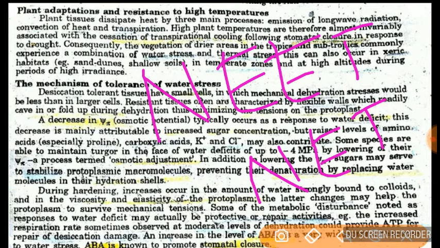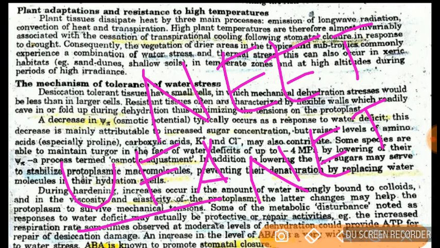You have to remember some terms, like I have told you: hardening or acclimatization. Then they should be rich in unsaturated fatty acids, that is UFA. This is very important. Then dwarfism. Then in alpine species, anthocyanin pigment was there, and the most important was winter dormancy. They can also adopt one more strategy, that is the depression of freezing point.